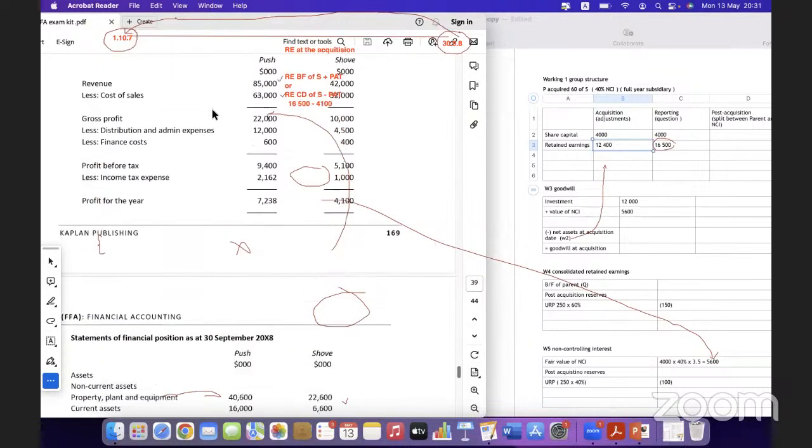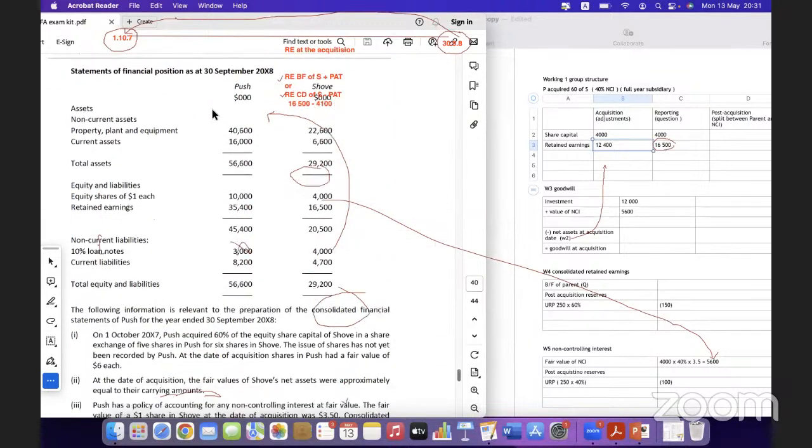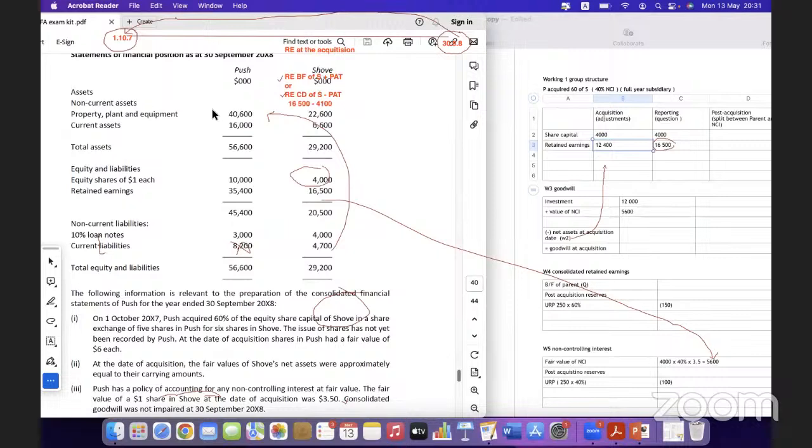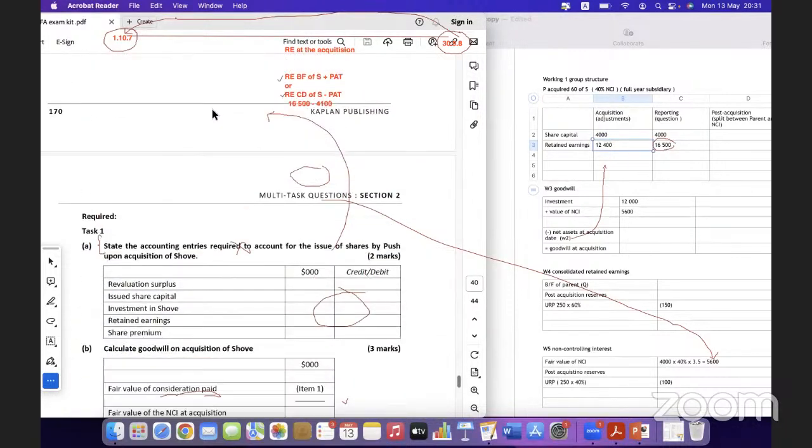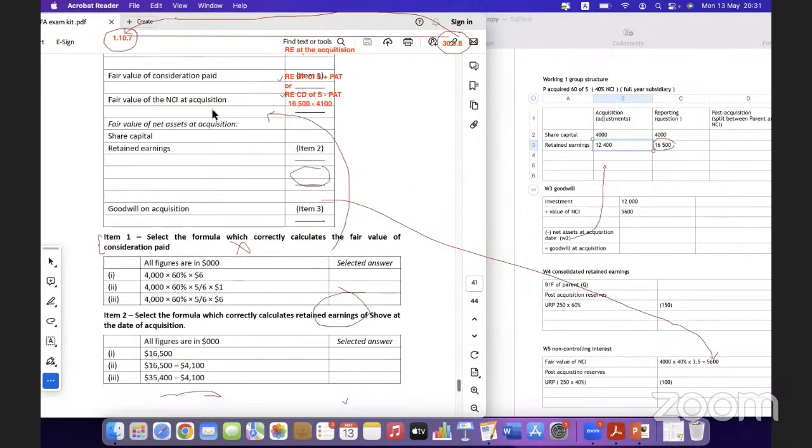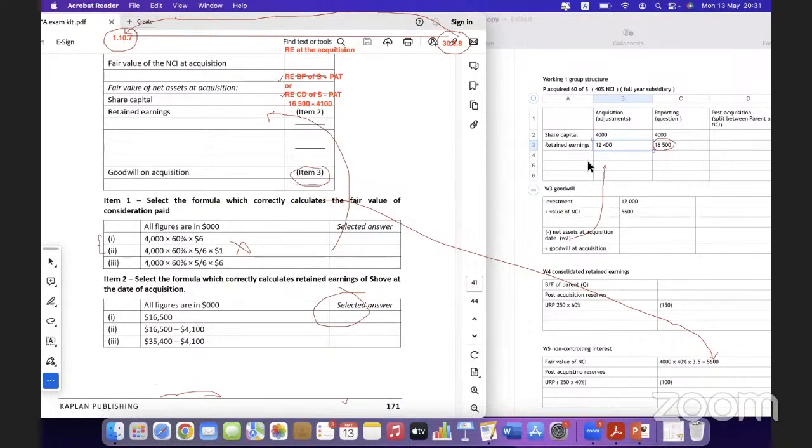Okay, let's go down, guys, on this part over here. So what does it say? What's the equation? Right here, guys, can you see? So how did we get this 12,400, guys? 16,500 minus 4,100. So this has to be the correct option. 16,500 minus 4,100. So this is the answer.